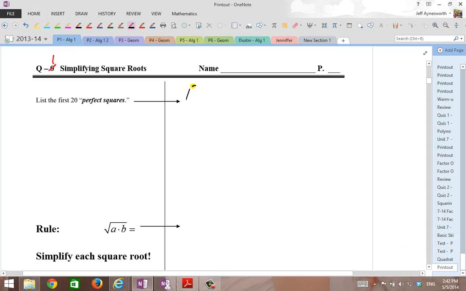Let's take 1 squared, that's 1. All right, 2 squared, that's 4. 3 squared, that's 9. 4 squared, that's 16. These you should all know, at least up to the 12 squared. 5 squared is 25. 6 squared, 36.